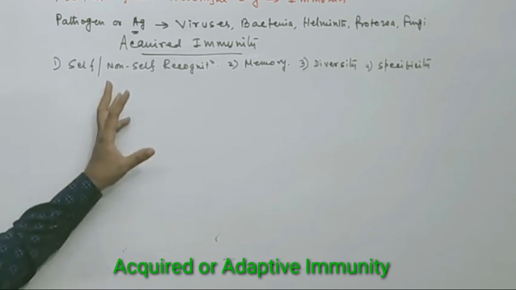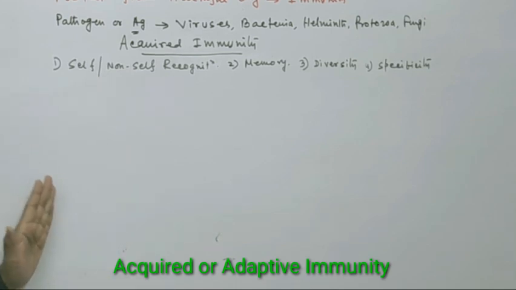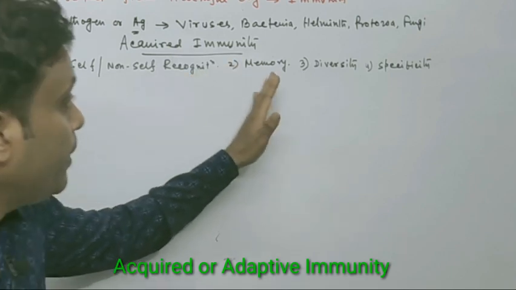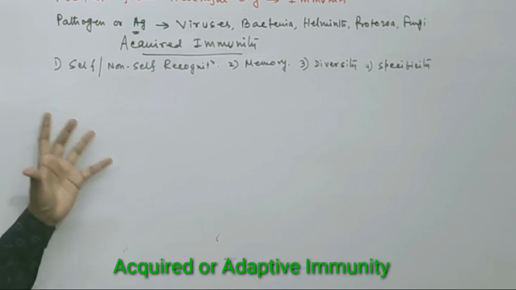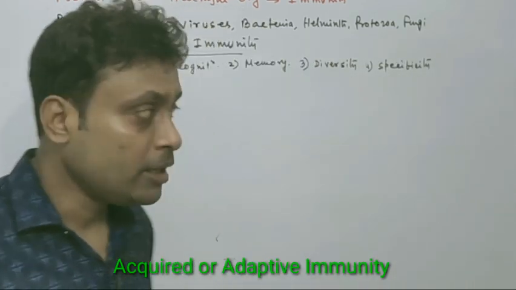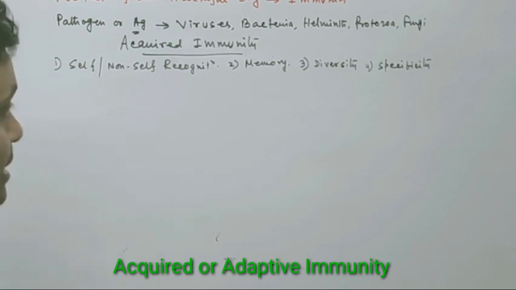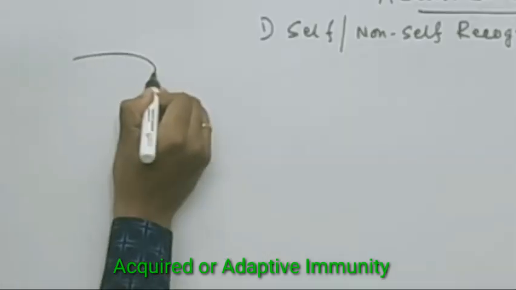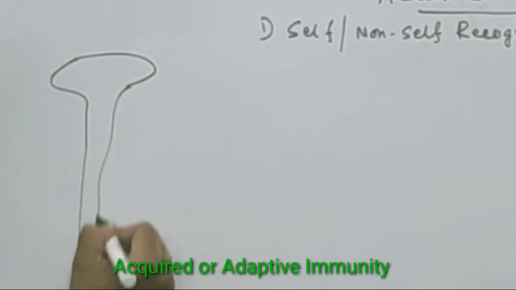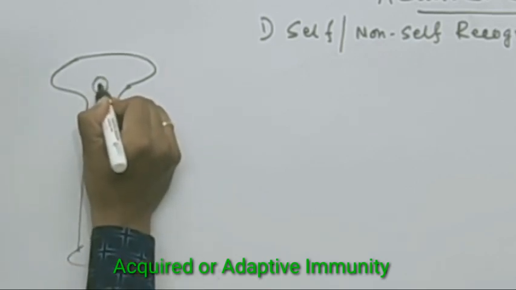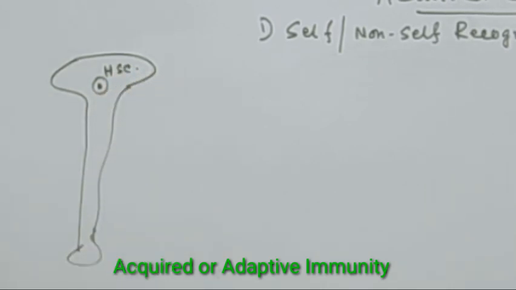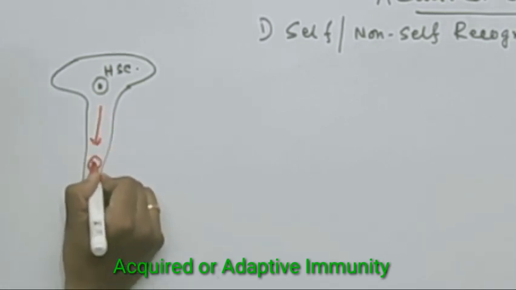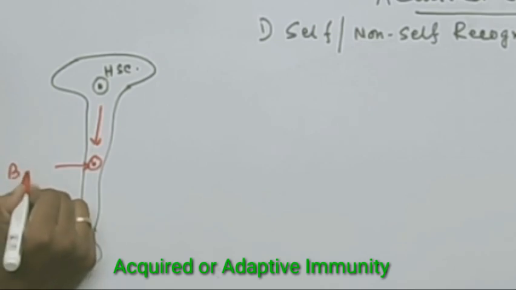So these are the 4 important characters of the acquired immunity, or the adaptive immunity: self and non-self recognition, memory, diversity, and specificity. And now I will show you how acquired immunity actually works. In acquired immunity, 2 important types of cell, the B cell and the T cell, function. In the bone marrow, the hematopoietic stem cell is present. Suppose this is the hematopoietic stem cell, and it will be differentiated, and the cells which are differentiated and reside in the bone marrow are called B cells.